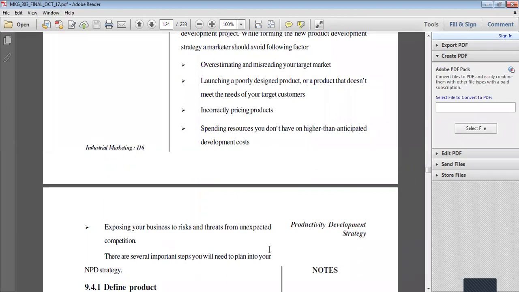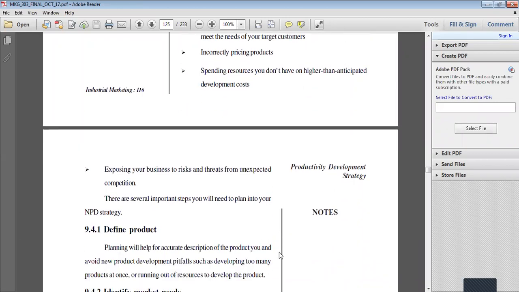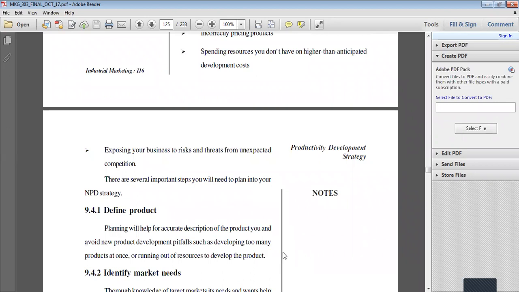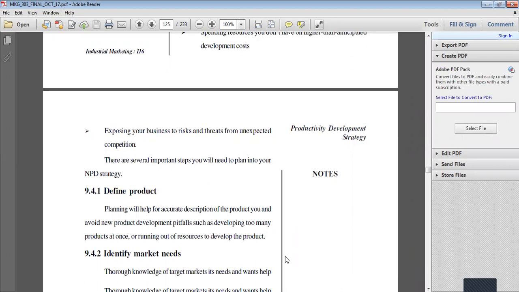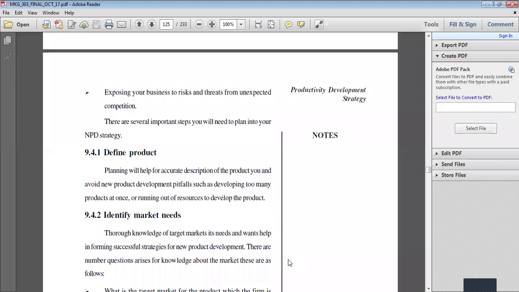There are several important steps you will need to plan into your NPD strategy. What is meant by product planning? Product planning will help with accurate descriptions of the products and our new product development, avoiding pitfalls such as developing too many products at once or running out of resources to develop the product.